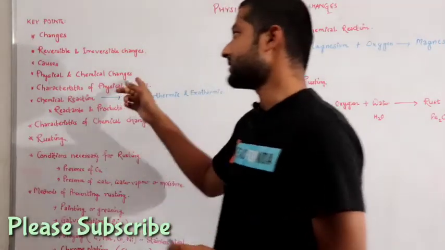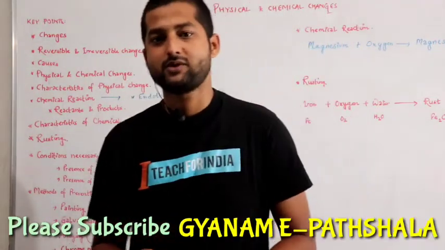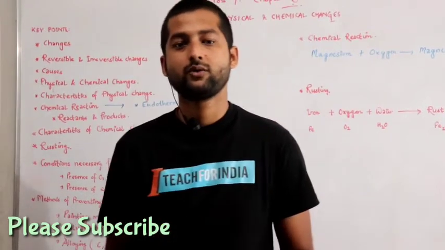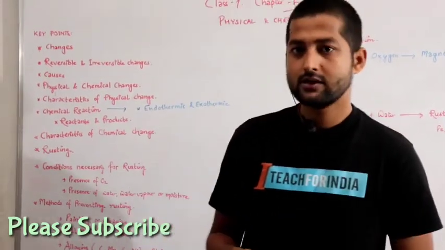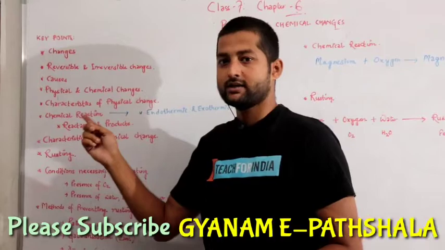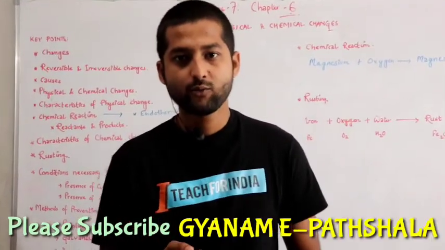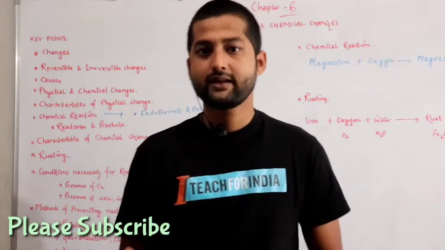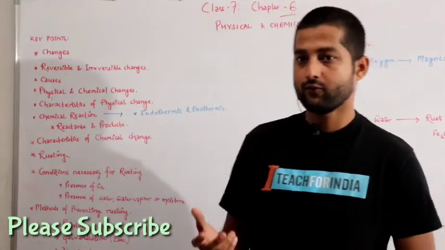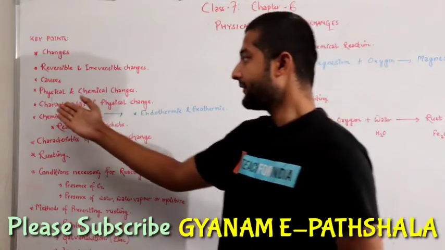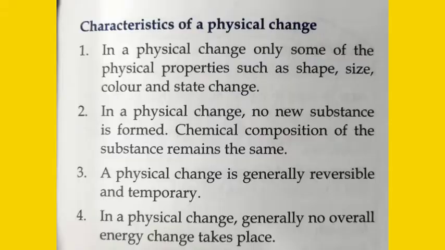Now what is a chemical change? Chemical change is a type of change in which a new object is formed, and we cannot get back the old product. So that type of change is known as chemical change. For example, burning of wood. When wood burns, we get ashes, right? So we cannot get back that wood. So burning of wood is an example of chemical change. Now characteristics of physical change.